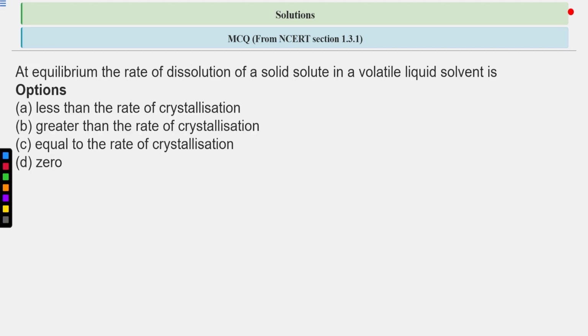Okay, so this question is an MCQ taken from NCERT subsection 1.3.1. The question says that at equilibrium, the rate of dissolution of a solid solute in a volatile liquid solvent is. You have to select the correct option which completes the sentence: at equilibrium, the rate of dissolution of a solid solute in a volatile liquid solvent is what? The options are less than the rate of crystallization, greater than the rate of crystallization, equal to the rate of crystallization, or zero.